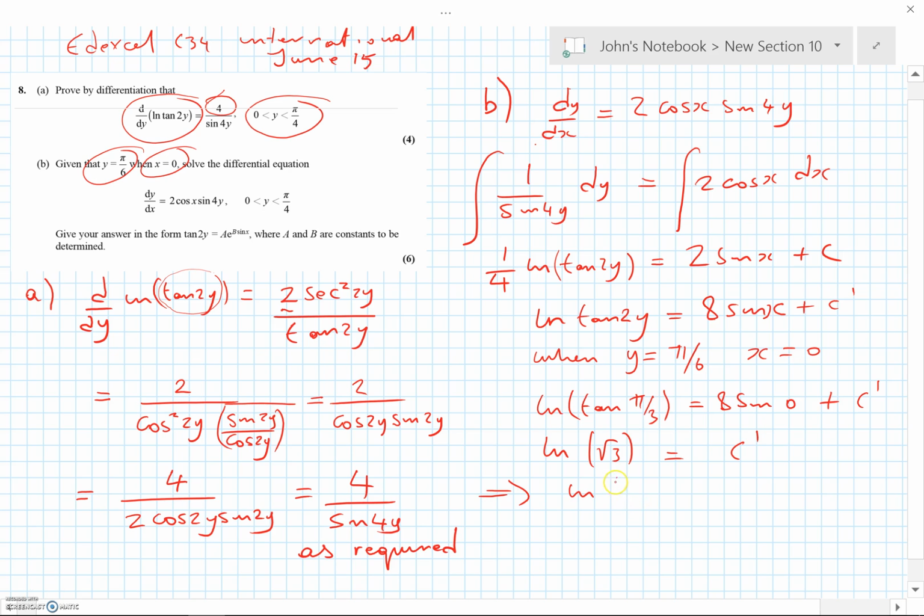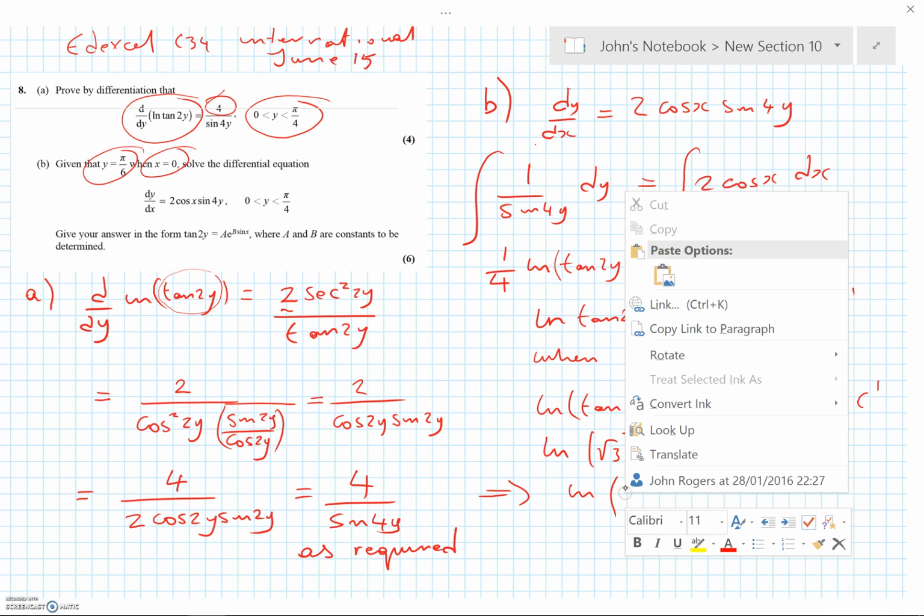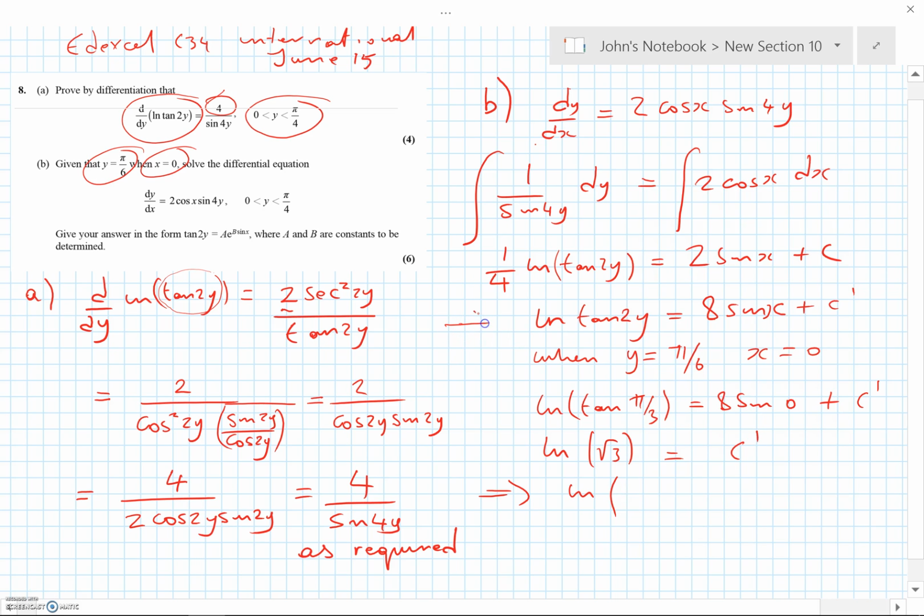So we can go back and we can write our solution. But they do want us to do a bit of work on this. So we can go back to our original thing here. So we've got ln of tangent 2y equals 8 sine x plus ln the square root of 3. Take the ln the square root of 3 over: ln tangent 2y minus ln the square root of 3 equals 8 sine x.